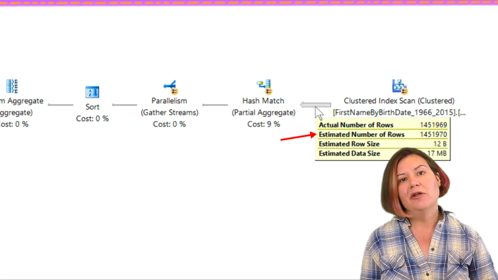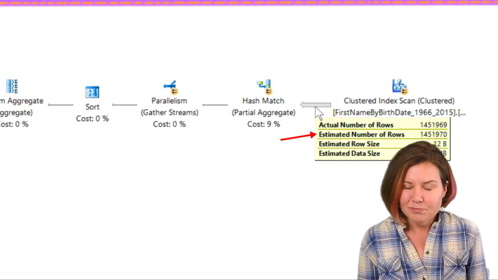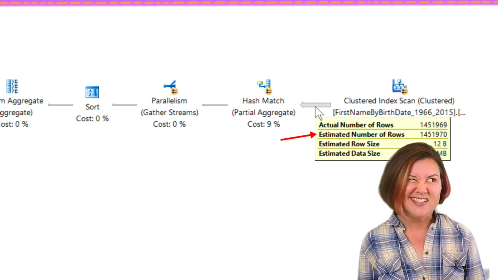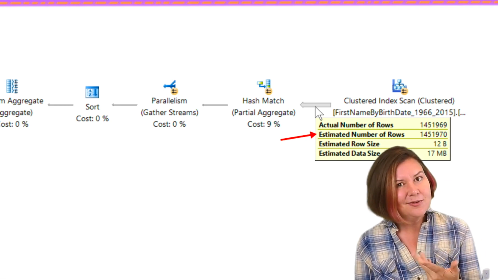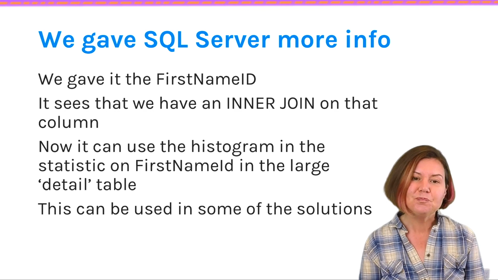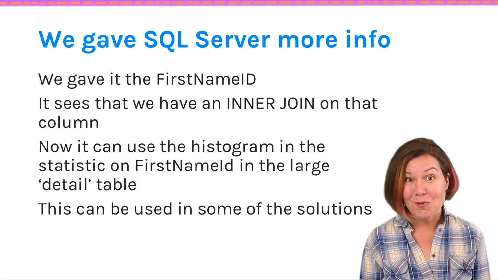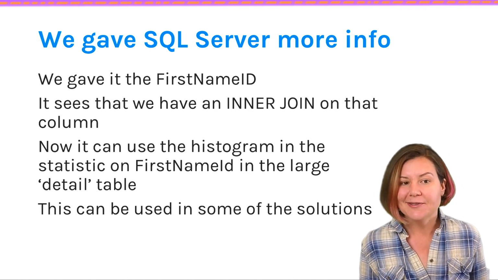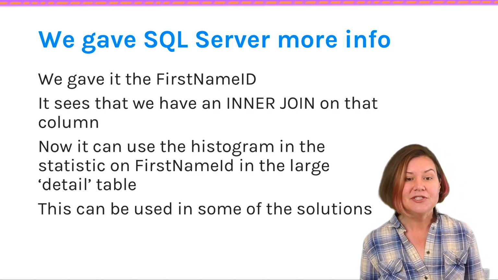We shouldn't do all those key lookups. It's faster to do a clustered index scan, and we also got that green index hint saying there could be an index that could make this better for us. So when we gave SQL Server more info, it was able to do a better job optimizing the query. It was able to use the histogram.